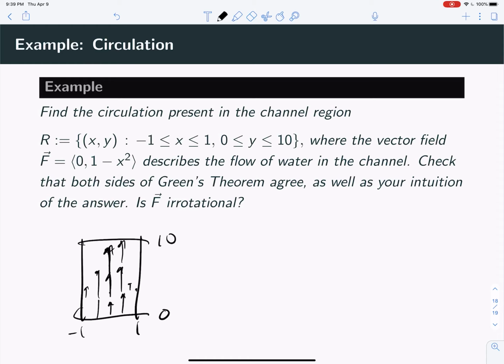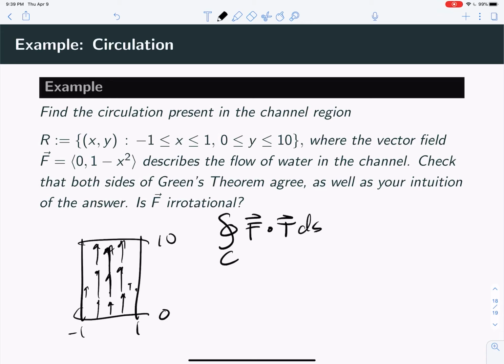Okay, so it's a channel flow problem. And what we want to know is, is there any circulation present? Okay, so what we're going to do is double-check with Green's theorem. We're going to do both sides of the integral and see that we get the right answer here. So first, if we did the line integral, we'd have to go around the outside of the vector field dotted with the tangent direction, ds.